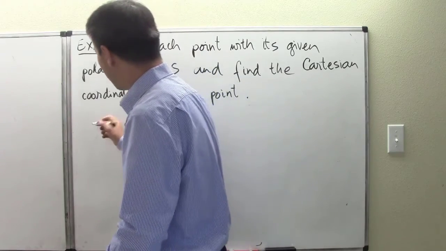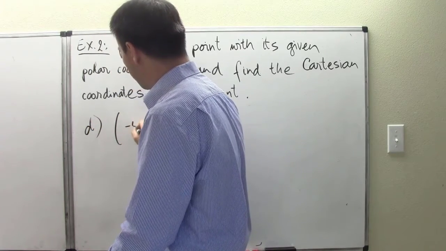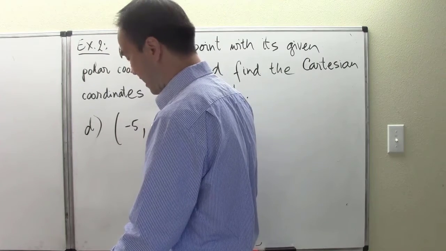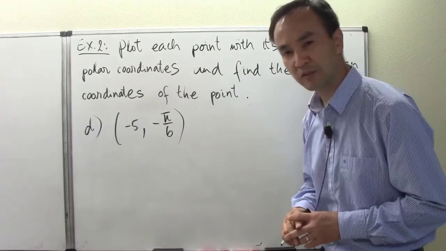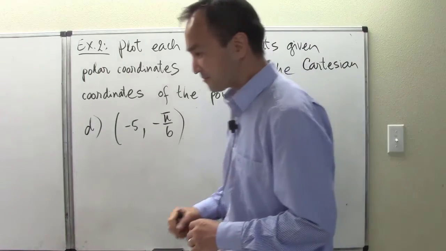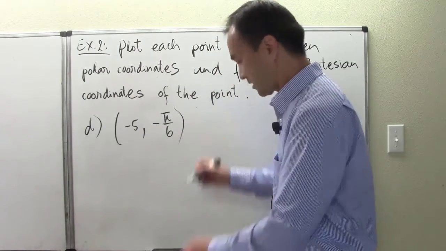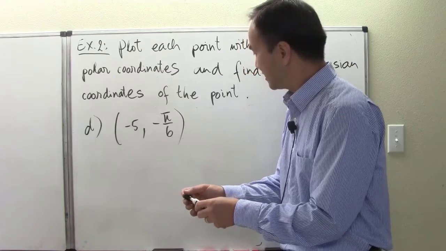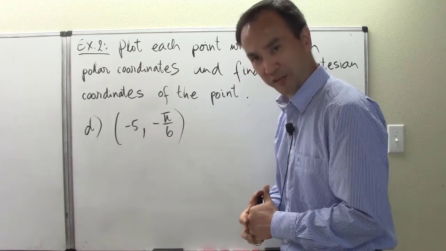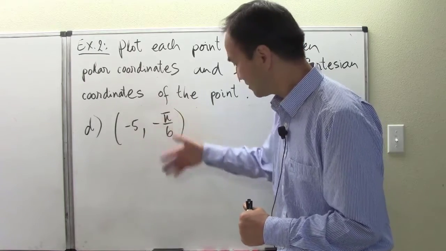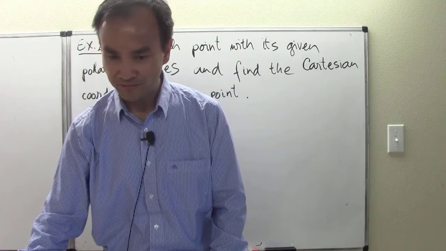All right, so here is part D of the example. We're looking at the point given as about (minus 5, negative pi over 6). Okay, minus 5 comma negative pi over 6. Now let's plot the point right here. This point is given in polar coordinates, and let's look at the plot right here.